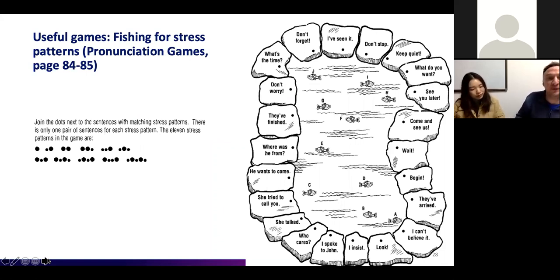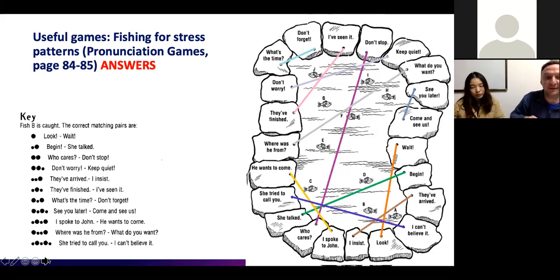On the left of the screen, you can see 11 different stress patterns. And what you can do is find the partners among the 22 stones or sentences on the right. And when you draw lines between them, eventually you'll trap one of the fish. And unfortunately, you can see the answers here. It's a bad day for fish B because he's been caught. He's been circled by all these lines. We've got some links there between begin and she talked, who cares and don't stop, don't worry and keep quiet.